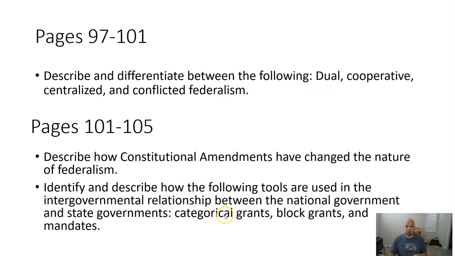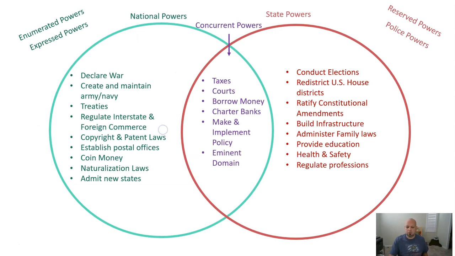Then for the next part of the reading, the section I really wanted to focus on was categorical grants, block grants, and mandates, and how they are part of federalism and how they work with that intergovernmental relationship between the national government and states. And then finally, we'll leave off with how the constitutional amendments have changed the nature of federalism over the last 180, 190 years.